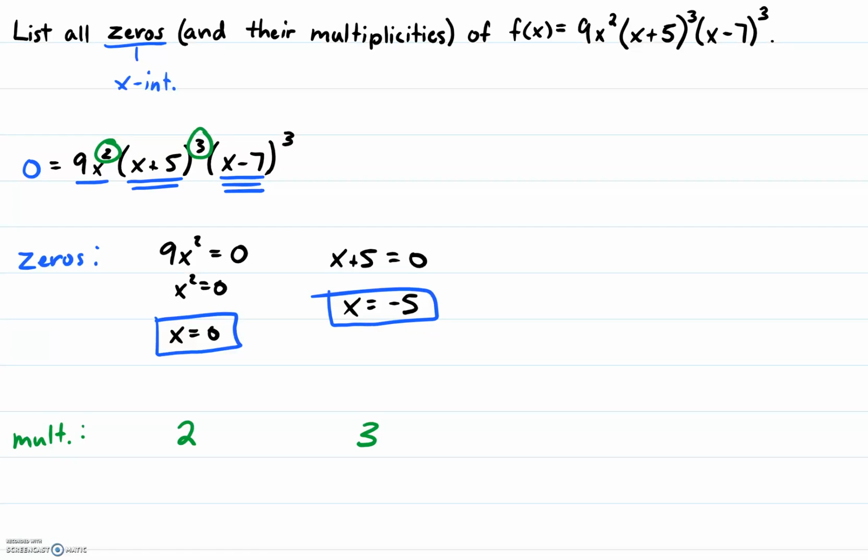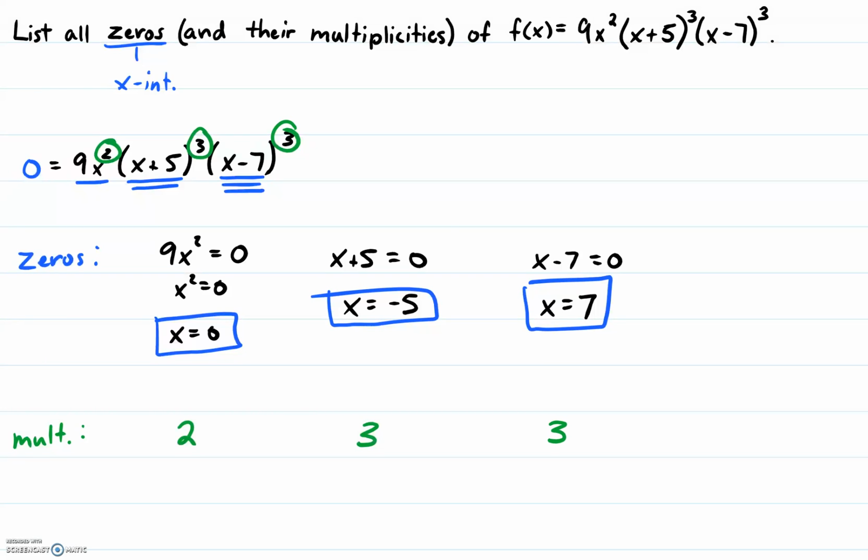So let's do the same thing for the very final 0. We have a factor of x minus 7, so if we set x minus 7 equal to 0, add 7 to both sides, we're going to get x is equal to positive 7. So that's our last 0, or x-intercept, or root. And again, just look at the exponent. The exponent on that factor, x minus 7, is a 3. So our multiplicity is also a 3.